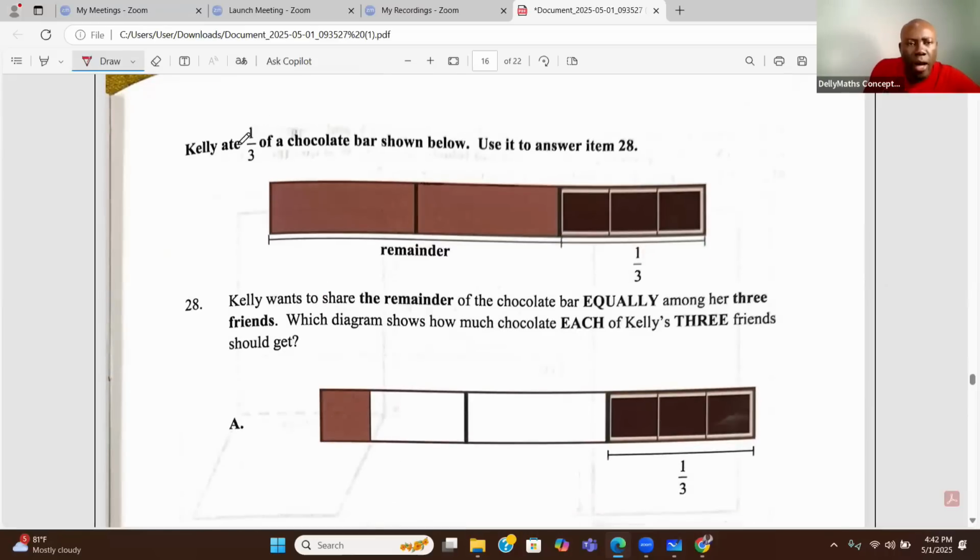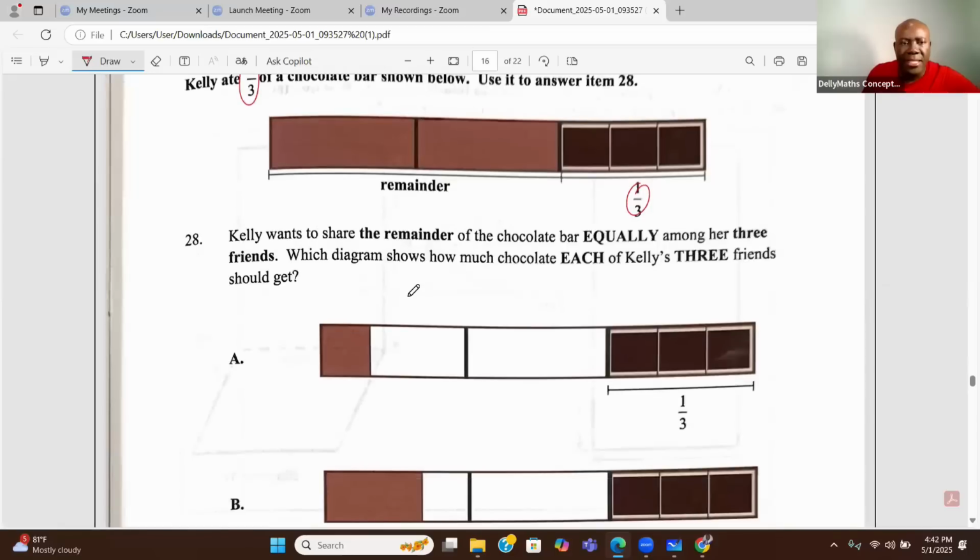Now let's go to 28. So Kate ate 1/3 of the chocolate. So you could see the 1/3 here being eaten. This is the remainder. All right, good. Now it says Kelly wants to share the remainder of the chocolate bars equally among 3.